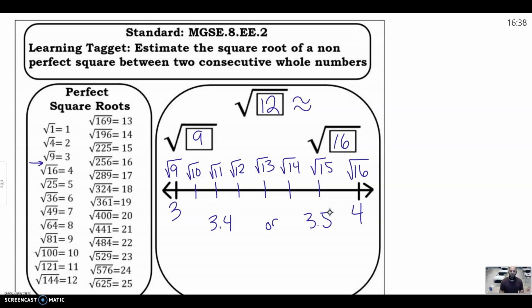And the best way for us to determine this, and again, this is without a calculator, is to square these two decimals. So I'm going to multiply 3.4 by itself, and then I'm also going to multiply 3.5 by itself. So we're squaring both numbers. So when we square 3.4, we're going to get 16. I'm going to do the multiplication here.